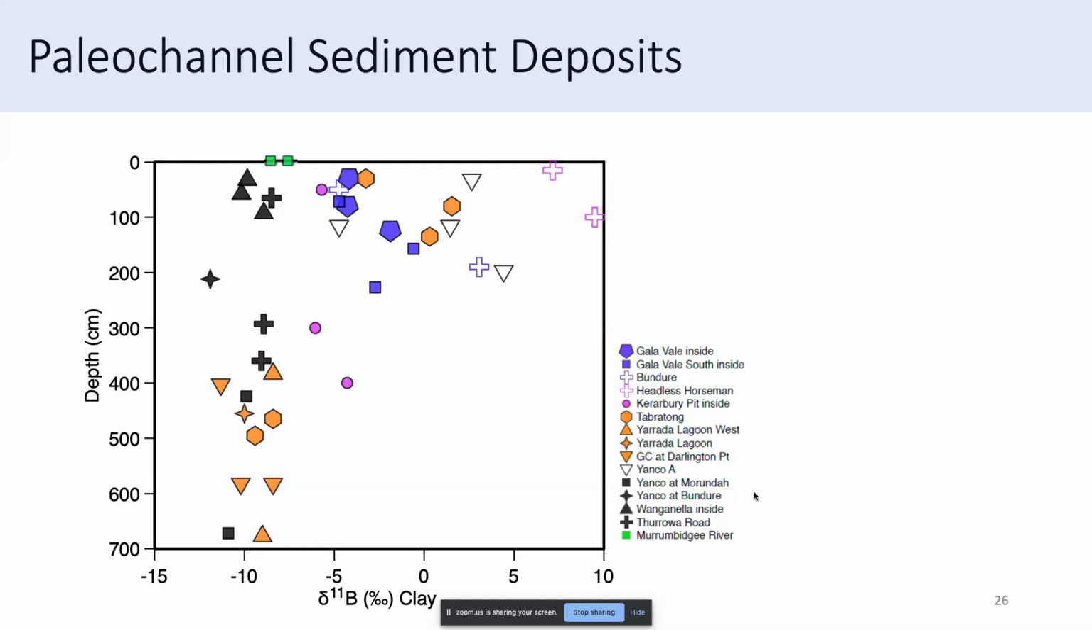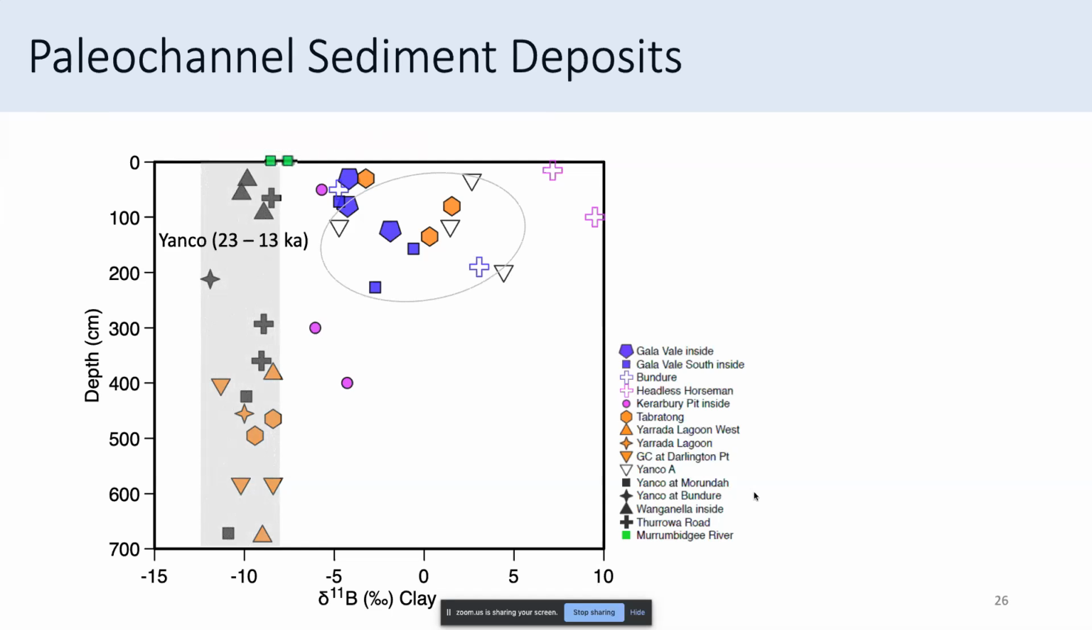The blues are the same system, the pinks are the same, oranges, blacks, and then I even took a couple of samples from our modern river. And here's our isotope composition. So that's what our modern system looks like. You're at about -10 per mil. It looks just like a modern river, really no surprises.